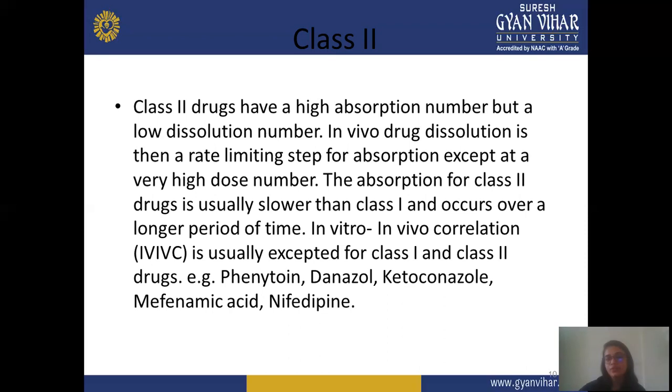In vitro and in vivo correlation, that is IVIVC, is usually expected for class 1 and class 2 drugs. This IVIVC correlation mainly depends on these class 1 and class 2 types of drugs. Examples of class 2 drugs are phenytoin, danazol, ketoconazole, mefenamic acid, and nifedipine.